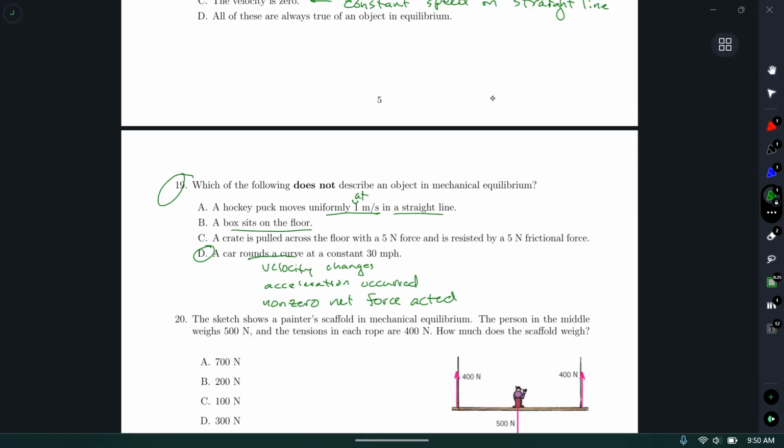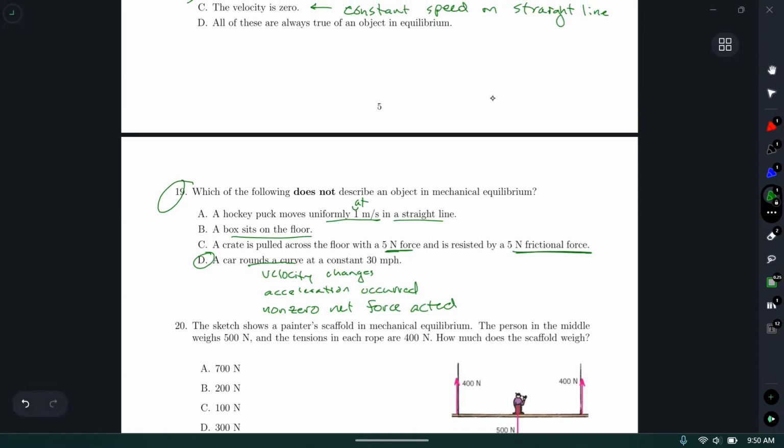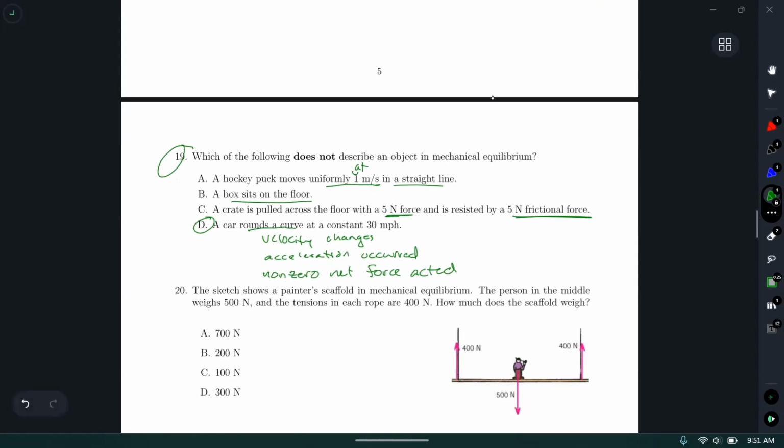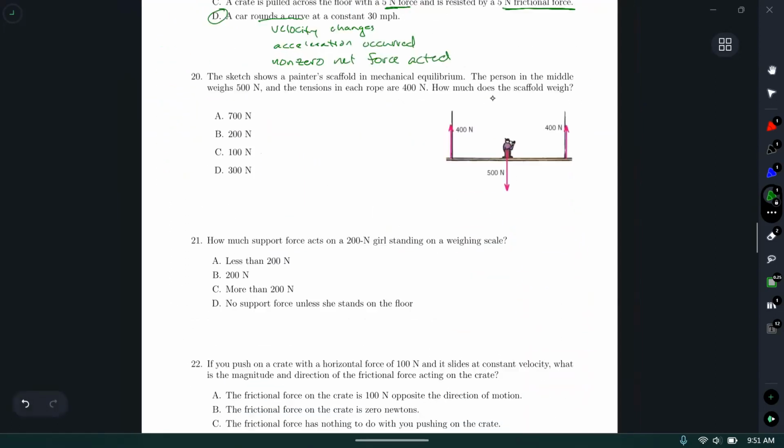Box sits on the floor. That's static equilibrium. A was dynamic equilibrium. B is static equilibrium. C is dynamic equilibrium because the forces are balancing each other out. So the net force is 0, so it will move at a constant speed in a straight line. All right, good.